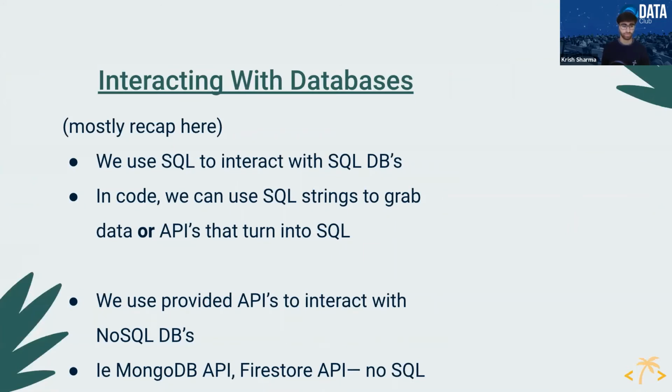So we use SQL to interact with SQL databases, which makes intuitive sense. And these SQL databases are often relational, and we can use SQL queries to grab the data, or APIs that convert our queries into SQL specific code. So just think of that like a compiler compiling it down into a specific SQL query and getting that information for you. For NoSQL databases, we use the provided APIs. So these are a bit more specific to the service that you decide to use. And today we'll be going over one of those services.